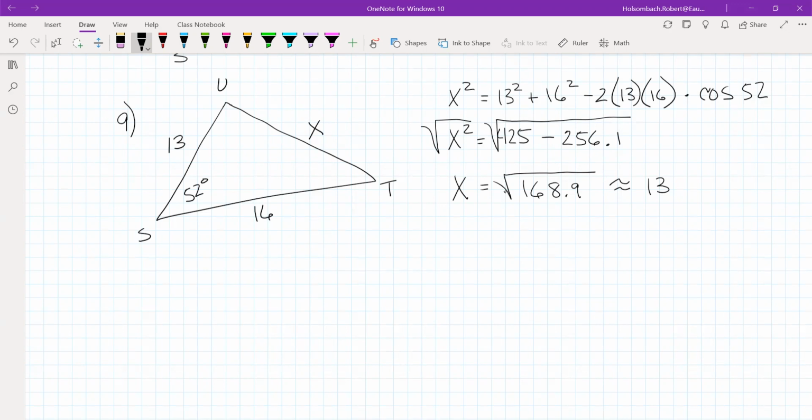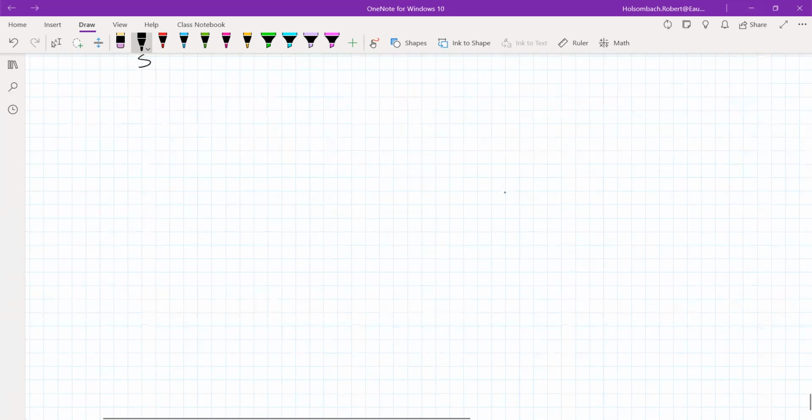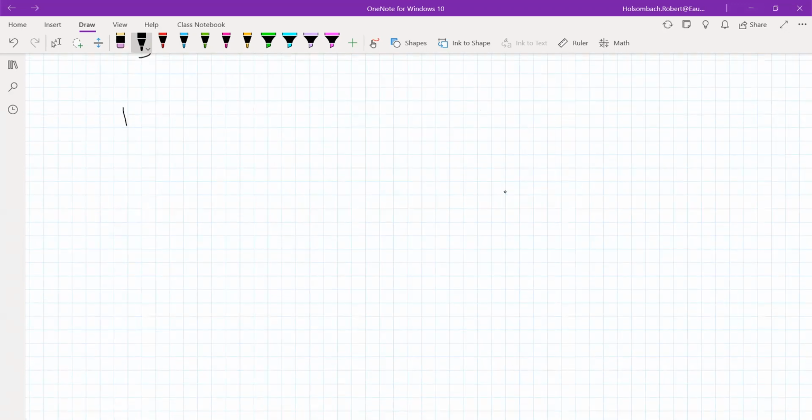Anybody get 13? All right, well done. Okay, and last but not least, number 10. And number 10, you're going to want to put an asterisk by it, star it, highlight it. It's a little bit different, okay? We got triangle UST again.